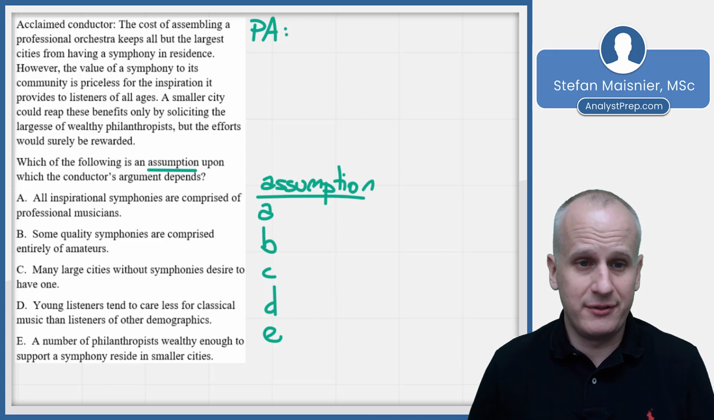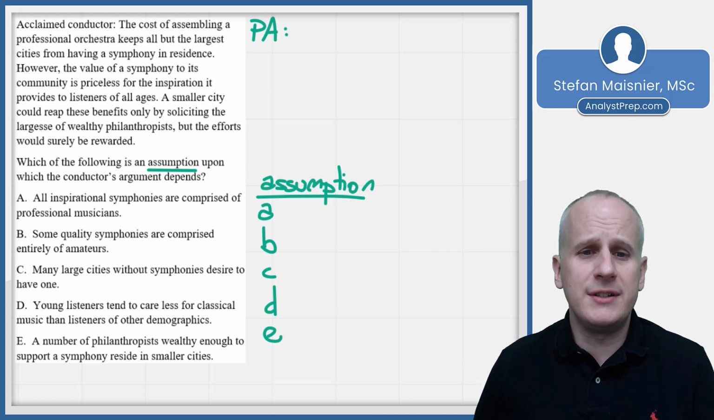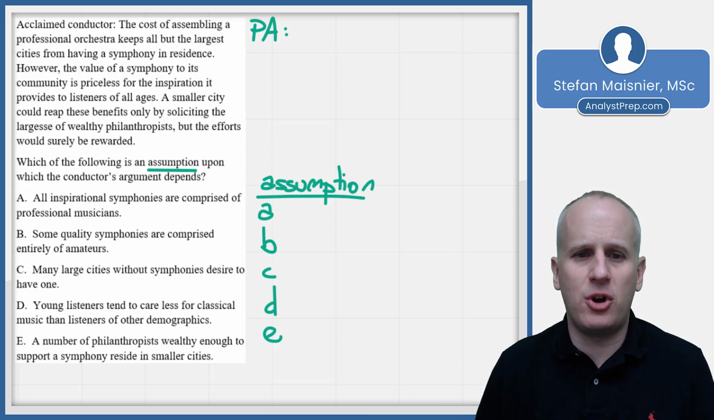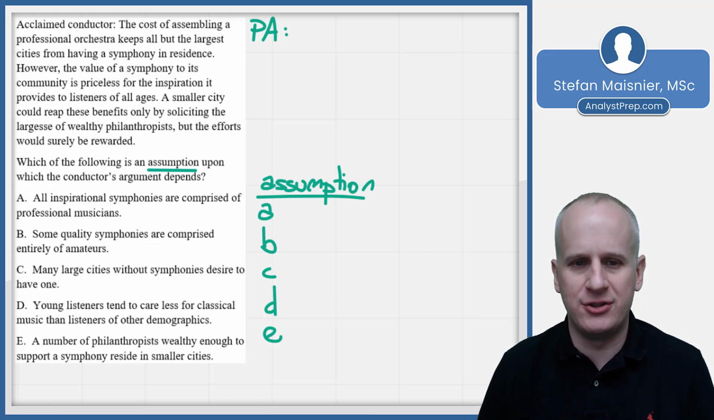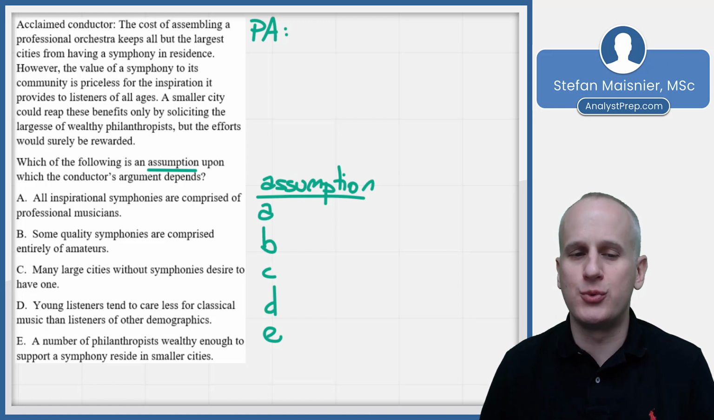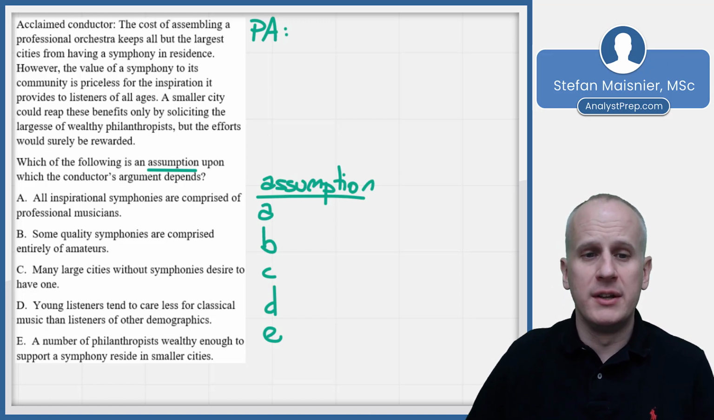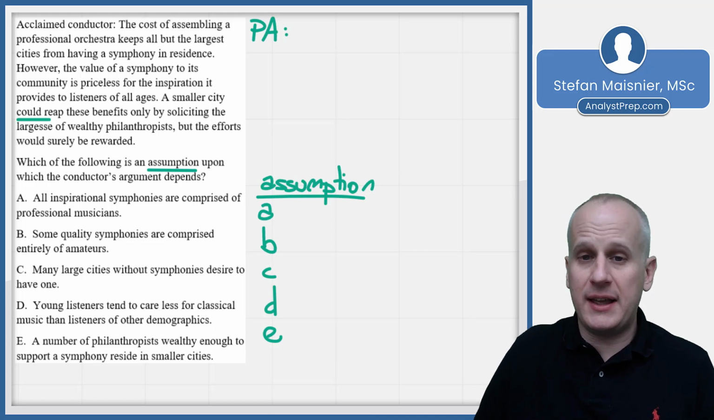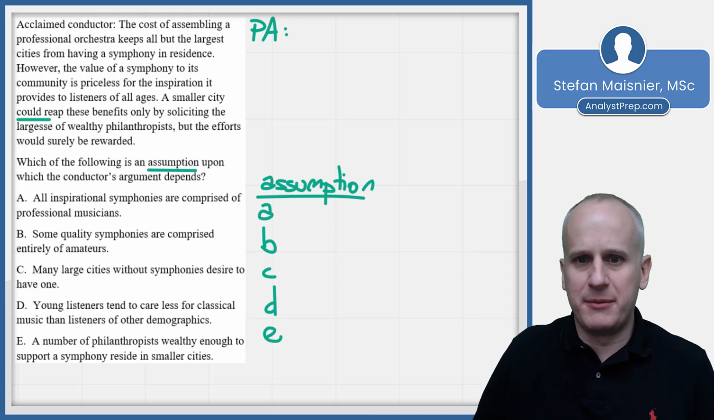So we, of course, have a claimed conductor. The cost of assembling a professional orchestra keeps all but the largest cities from having a symphony in residence. However, the value of a symphony to its community is priceless for the inspiration it provides to listeners of all ages. A smaller city could reap these benefits only by soliciting the largesse of wealthy philanthropists, but the efforts would surely be rewarded. So we've got a theoretical plan from this acclaimed conductor.